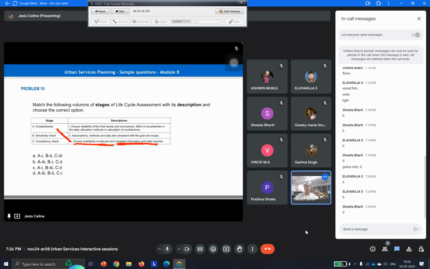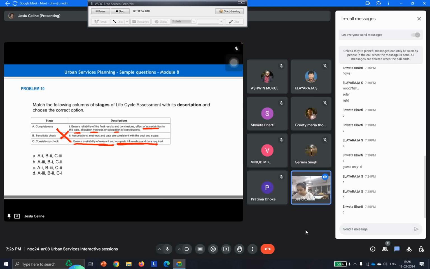Then sensitivity check. By sensitivity, we mean that when there's some change, how is it affecting? Or if there's some uncertainty, is that uncertainty affecting our overall impact assessment? So the uncertainties in data, the sensitivity due to this uncertainty in data, that is usually checked in the sensitivity check. So that is option one, where we ensure reliability of final results, the effect of uncertainty of data collection, allocation methods, calculation. All this is checked in this sensitivity check.